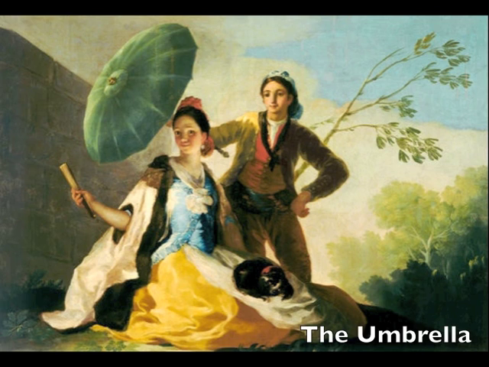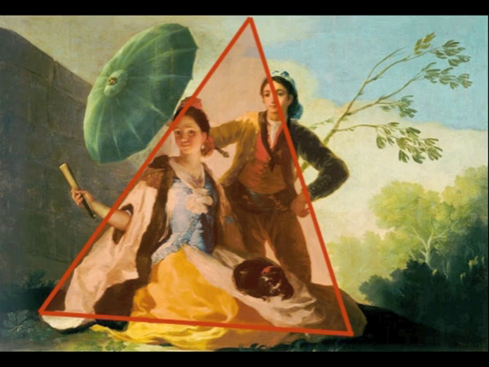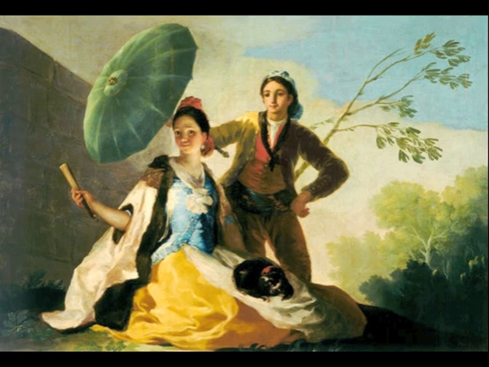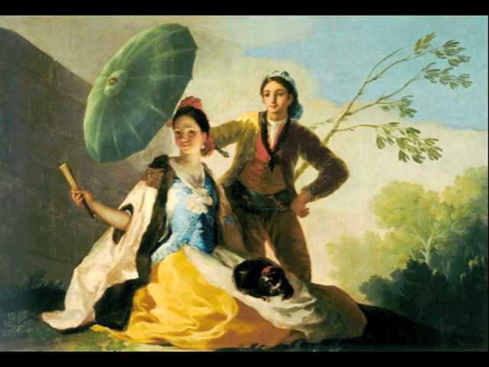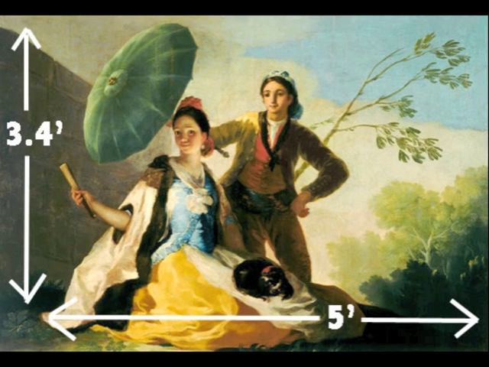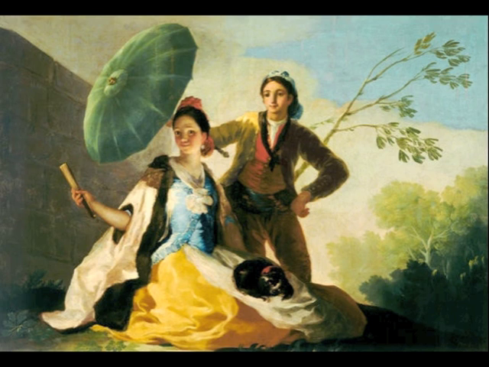With a similar color scheme, the umbrella has the same triangle composition with the lighting casting down from the left, illuminating the woman in the shade in the umbrella, with the greens, blues, reds of the jackets, the yellow in the dress. Very spring color picture, like 3.5 feet by 5 feet.